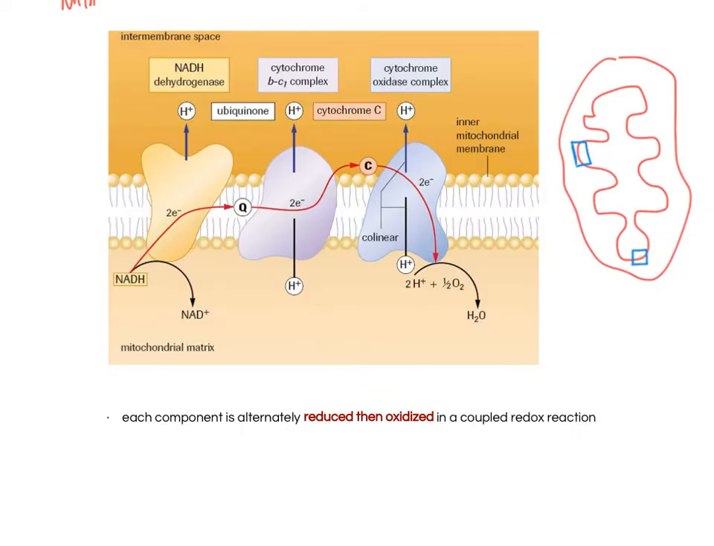So let's write some of this down so you have time to process some of that and hopefully internalize some of those ideas. Each compound in that electron transport chain is alternately reduced and then oxidized. When we say reduced and then oxidized, remember that we're beginning this process with NADH dehydrogenase. That's what is being reduced first, right, as NADH is oxidized. Okay, so those are coupled redox reactions, as mentioned.